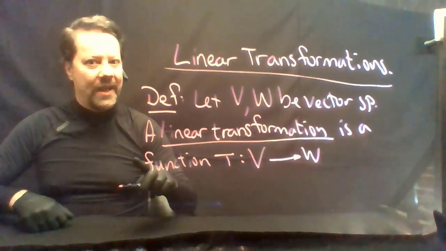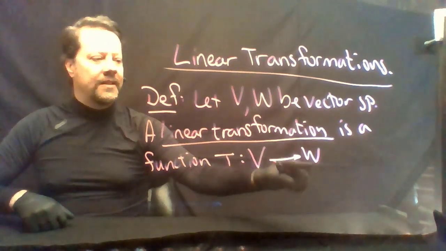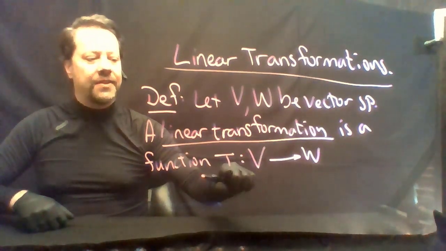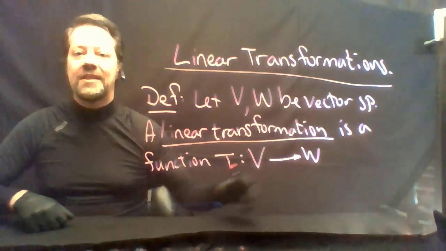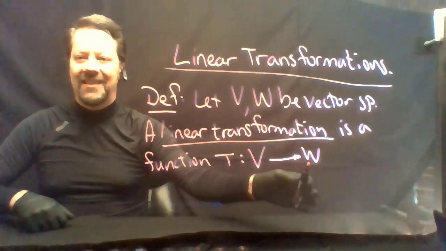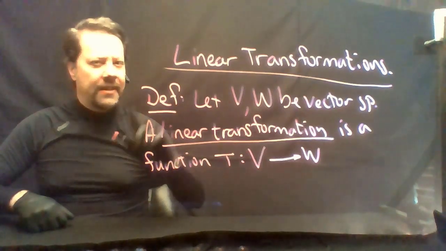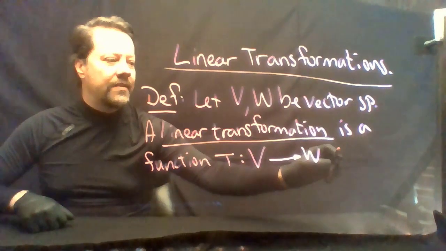Notice I didn't say range. Range is everything that actually gets mapped onto. W is mapped into. That means the function T may not map to everything in W, but at least it maps to some subset of W. But it's not just a function between vector spaces. It has to satisfy two very important properties.